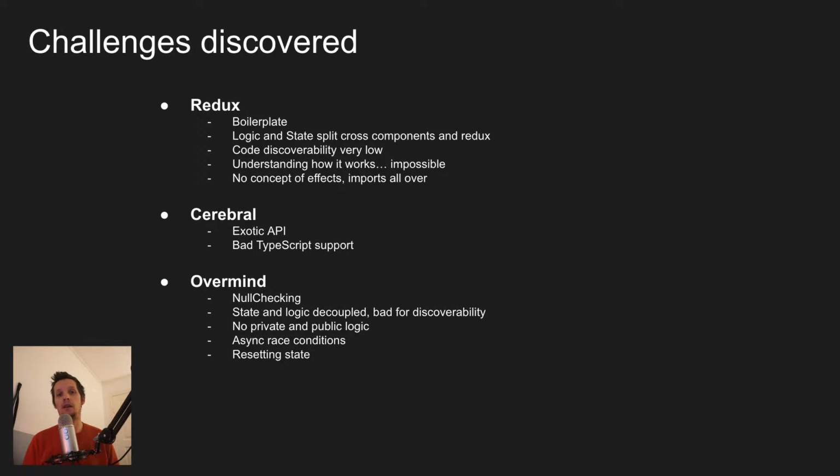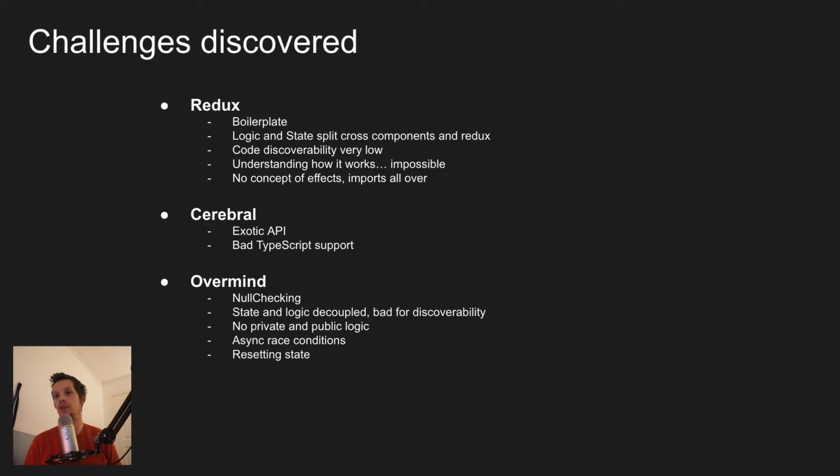Which I did with the team developing Cerebral. We looked at Overmind. And Overmind now is the thing that's running on Codesandbox, and it fixed the exotic API. It's very straightforward and imperative. You just have a function, you have access to your state and your effects and your other actions, and you just write normal code, basically.